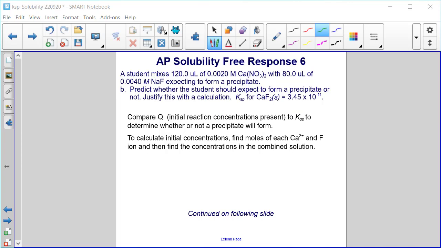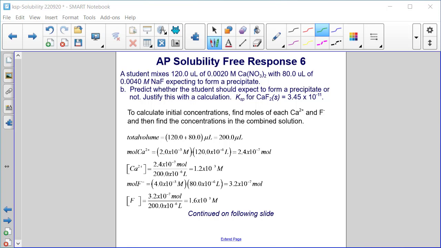B, predict whether the student should expect to form a precipitate or not. Justify this with a calculation. Ksp for calcium fluoride is 3.45 times 10 to the minus 11. What we need to do is compare Q, the initial reaction concentrations present, to Ksp to determine whether or not a precipitate will form. To calculate the initial concentrations, find the moles of each calcium ion and fluoride ion, and then find the concentrations in the combined solution.